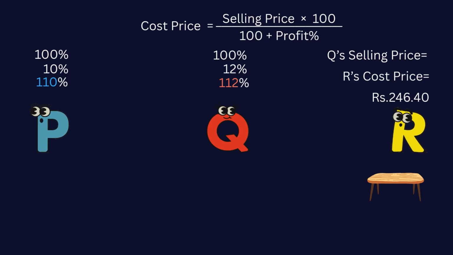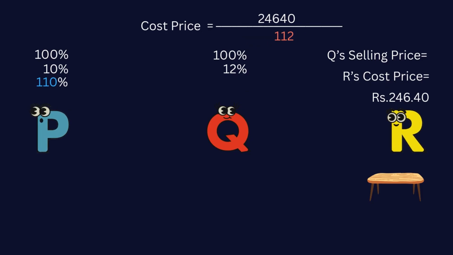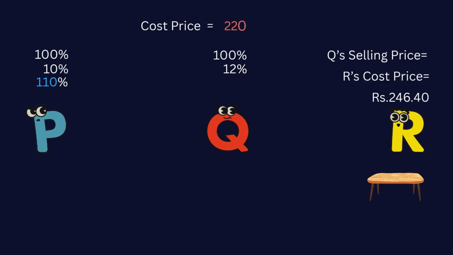We will use this formula, which is cost price equals selling price times 100 divided by 112. If I plug in the value, I would have 246.40 times 100 divided by 112. If I do the calculation, I will get 220, which is the cost price of Q.